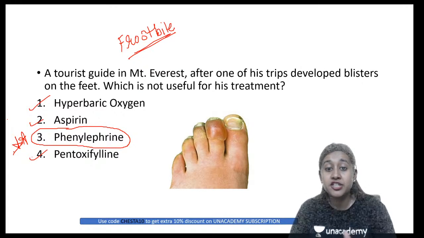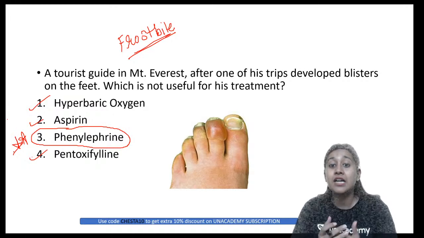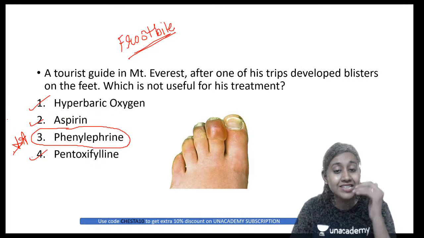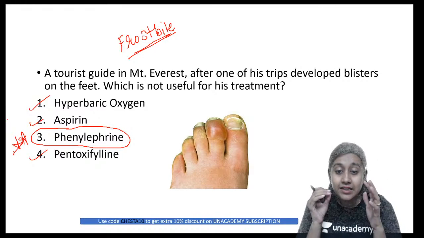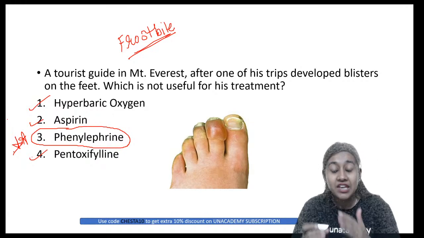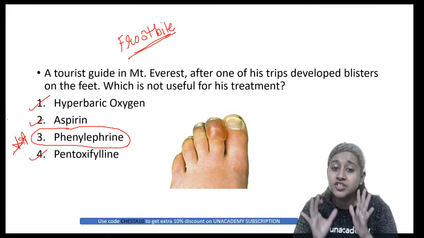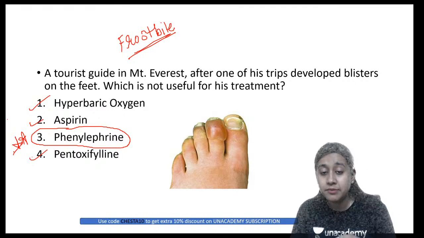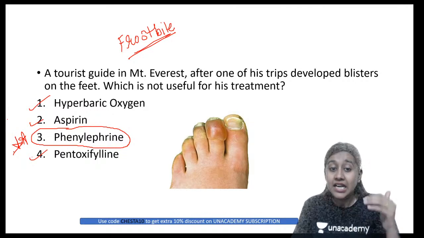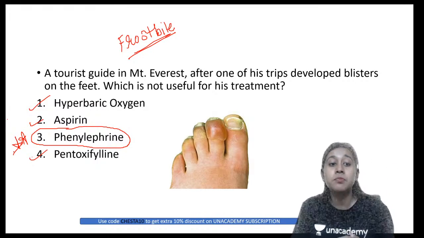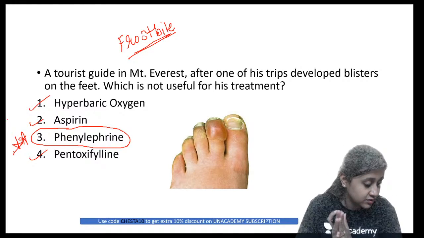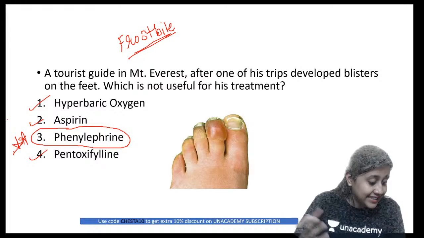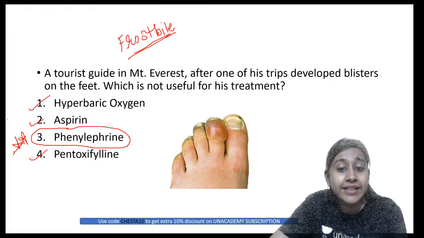You will start the patient on anti-inflammatory. You will start the patient on painkillers because this condition is associated with severe pain. And then you will assess the severity. If it is not that severe, you will just keep on giving anti-inflammatory as well as painkiller. If it is severe, you will add hyperbaric oxygen, aspirin and pentoxifylline, which are the vasodilators. Okay, so I think this is clear to everyone. Moving ahead to the next question.